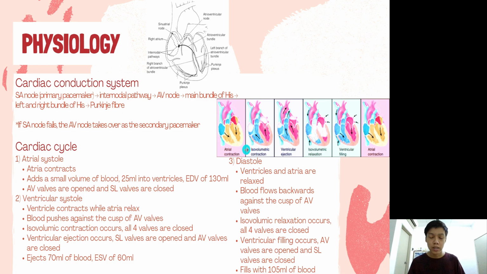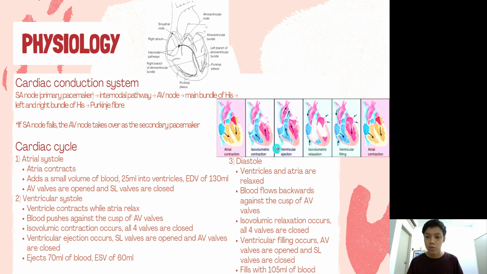Now, when the ventricles continue to contract and the pressure increases, it actually forces the aortic and pulmonary valve to open and ventricular ejection occurs. So when this occurs, the SL valves are forced open and the AV valves are closed. Now, the heart will actually only eject 70 ml of blood, and there's an end systolic volume, or remaining, of 60 ml of blood inside the ventricles. So the last is the diastole.